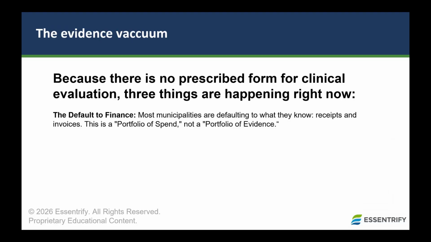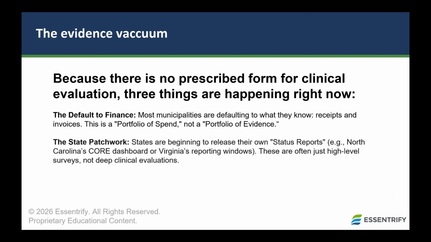Because there is no prescribed form of clinical evaluation, 3 things are happening right now. The default is, of course, as we've said, to financing. It's a portfolio of the spend, not a portfolio of the clinical evidence. It's a state patchwork. States are beginning to release their own status reports. We recognize and pay tribute to North Carolina's CORE, C-O-R-E, dashboard, or Virginia's reporting windows as 2 examples.